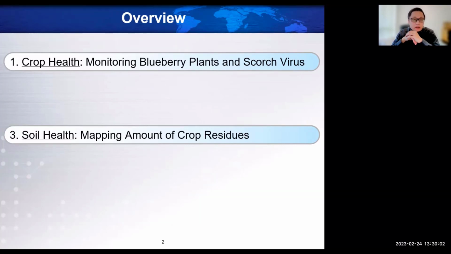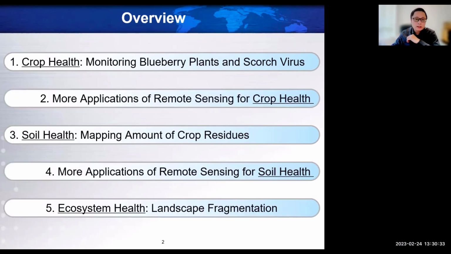For the crop health, the crop I worked on is the blueberry, and the indicator is Scotch virus infection. Similar to other crops, there are also viruses that affect blueberries. For the soil health, the topic or indicator I selected is the crop residue. That may not be a direct soil health indicator, but for sure the crop residues can influence the soil health. So I will focus on talking about these two projects with more details.